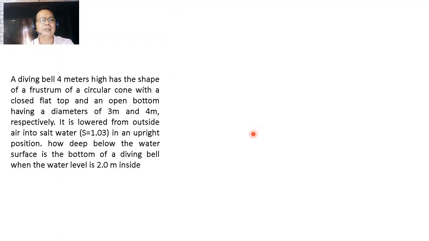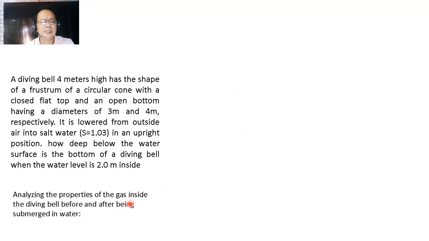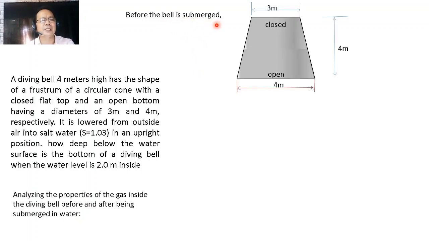So how do we get our values? Let us analyze the properties of the gas inside the diving bell before and after being submerged in water. Let us have our illustration again while the bell is not submerged yet. Before the bell is submerged, we have here our vessel, an open frustum of a cone having a height equal to 4, a diameter at the base equal to 4, and a diameter at the top equal to 3. We expect here that our pressure is the atmospheric pressure, hence this will be equal to 101.3 kPa, if that would be the absolute.